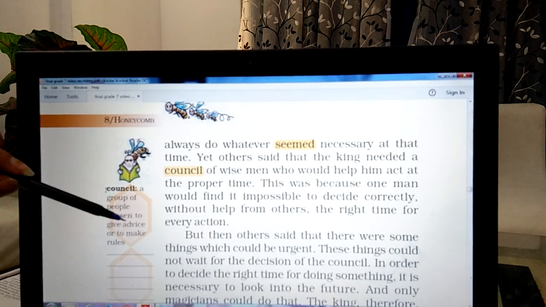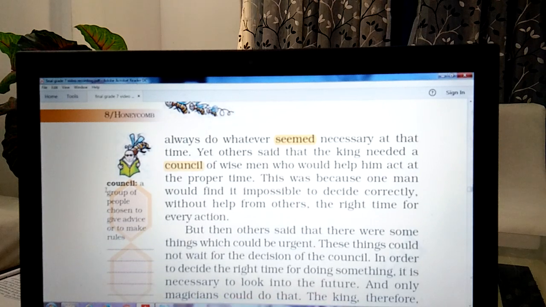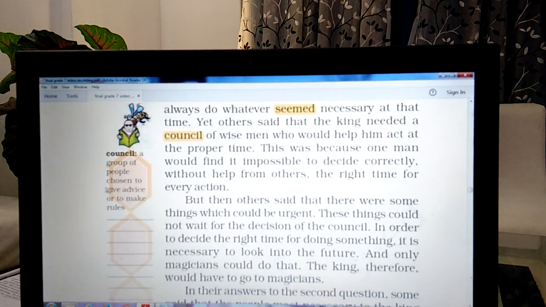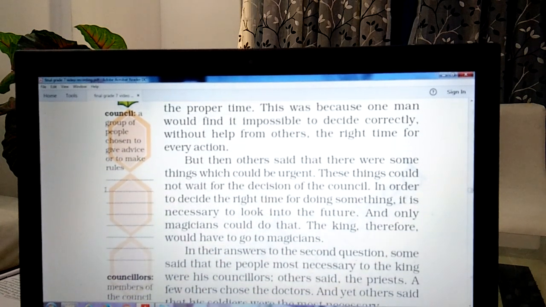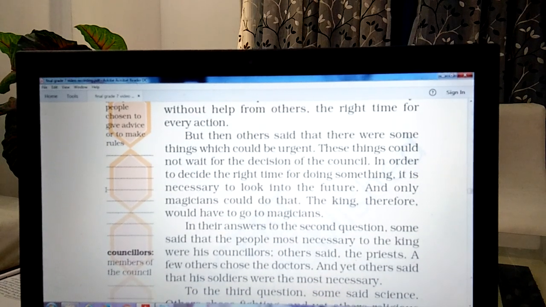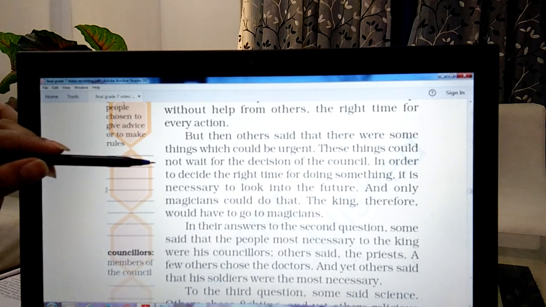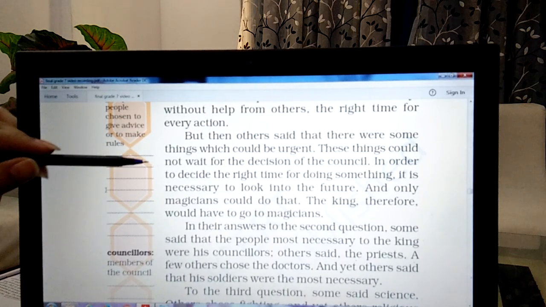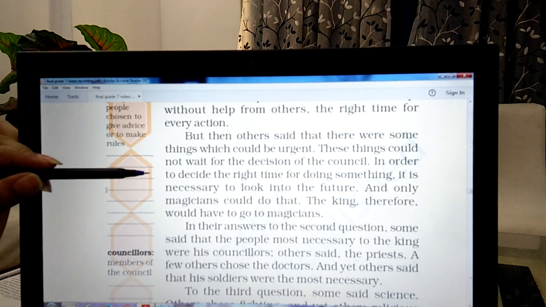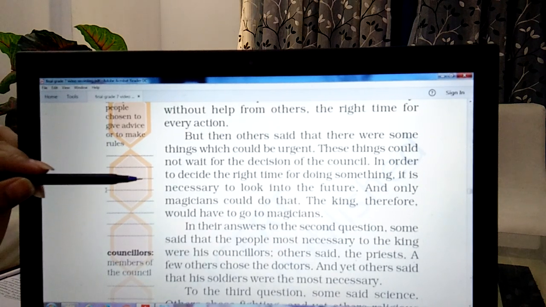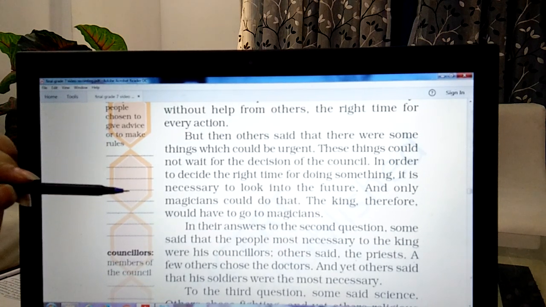The right time for every action. But then others said that there were some things which could be urgent. Like, yes, in India now, what is the urgency? Coronavirus. And what has our Honorable Prime Minister decided? He locked down the whole nation. So now moving again to the reading content. These things could not wait for the decision of the council. In order to decide the right time for doing something, it is necessary to look into the future.